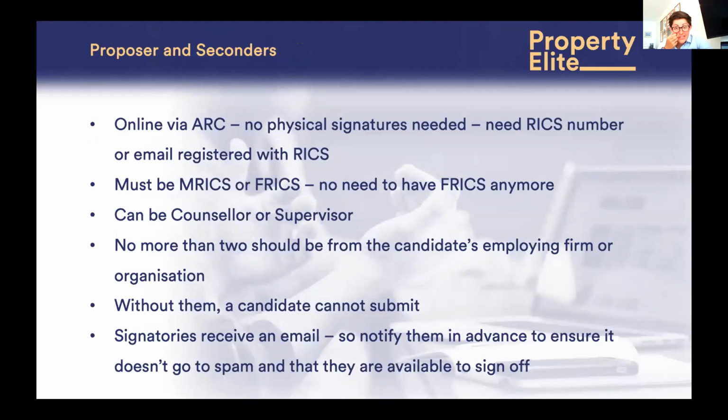Proposers and seconders, there's often quite a bit of anxiety about this part of the process. So this is not needed for prelim review. It is only your final assessment submission. The signatures are online via ARC, so there's no paper, nothing you need to send like that. All you need is the RICS number or email registered with one of the parties with RICS. They can be M or FRICS. There's no longer a requirement for at least one to have F.